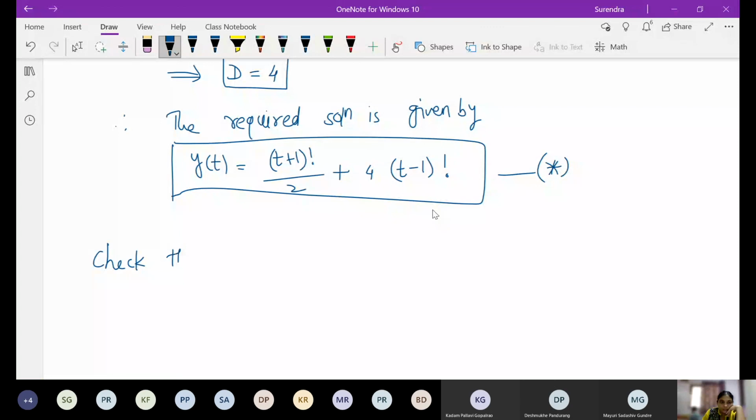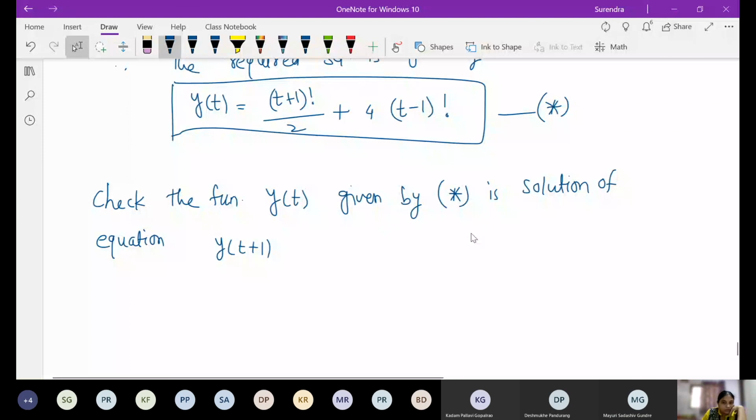The function yt given by star is the solution of the equation. What is that equation? Y at t plus 1 minus t times yt is equal to t plus 1 into t plus 1 factorial, where y at 1 is equal to 5.